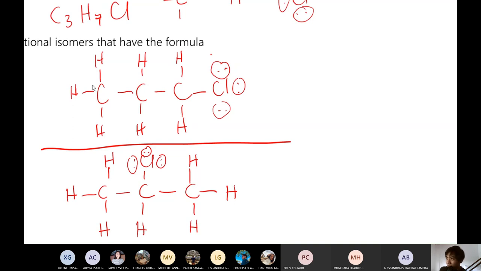Kunwari, ito ilagay ko dito sa kabilang dulo. Isomer din ba yon? Hindi. So, bakit hindi? Kasi, kapag itong Cl nilagay mo sa dulo, pag binaliktad mo yung molecule, ganito lang din kakalabasan niya. So, kumbaga pag flinip mo yung paper, yun pa rin yung structure niya.